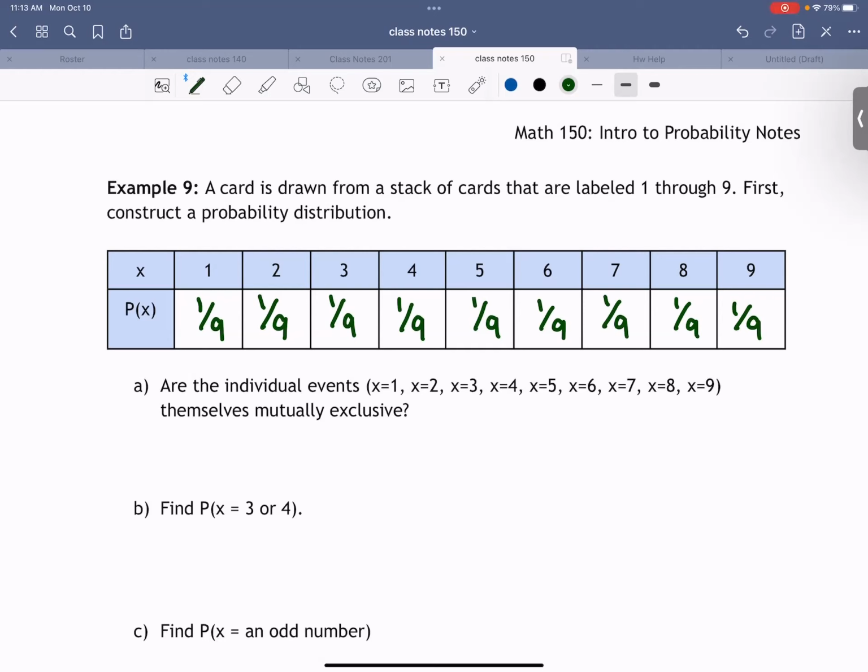Who thinks they're mutually exclusive? Who thinks not mutually exclusive? Okay, why do you think not mutually exclusive? Anyone want to explain? Megan? Is it maybe because one card at a time? Okay, yeah, so you're picking 1 at a time. So can you simultaneously pick a 2 and a 3 at the same time, if you're just picking 1 card? Good. So would you call this mutually exclusive or not mutually exclusive?